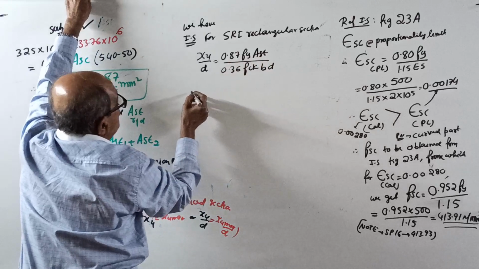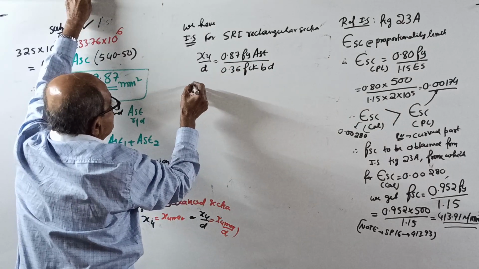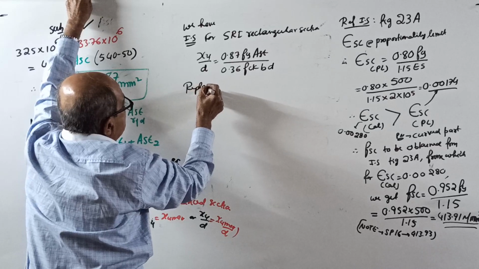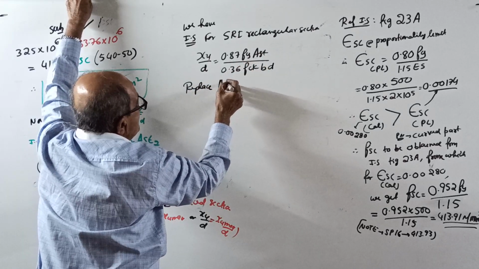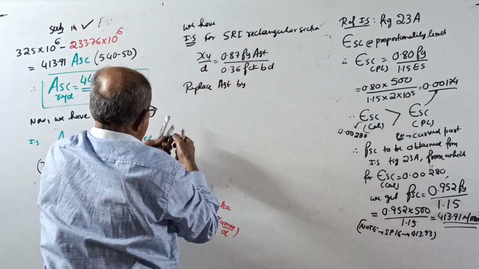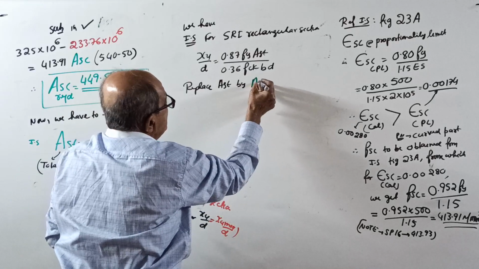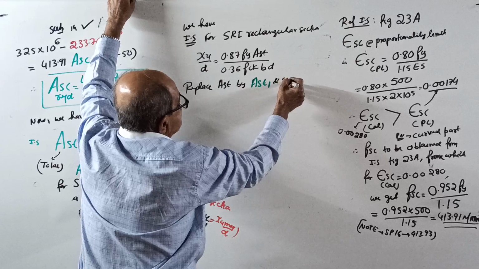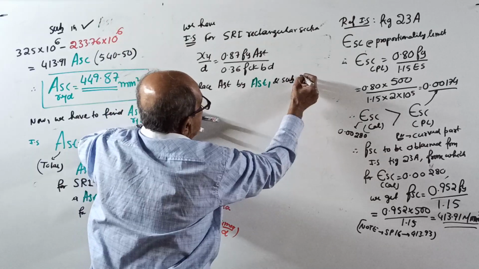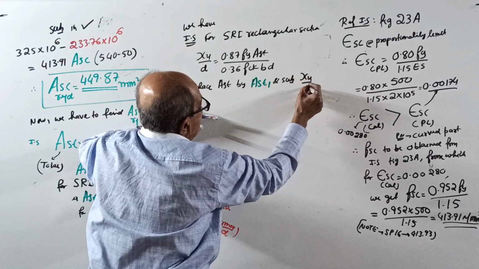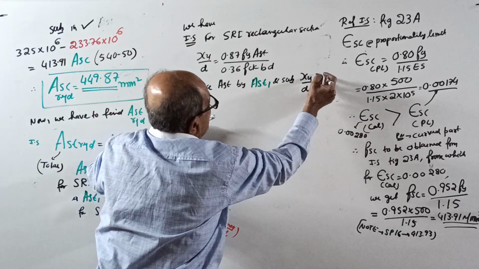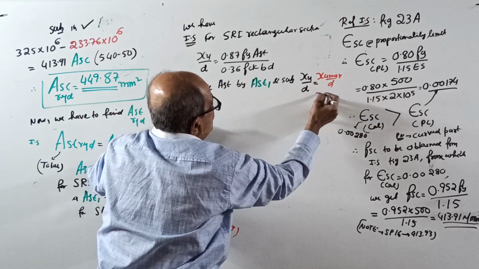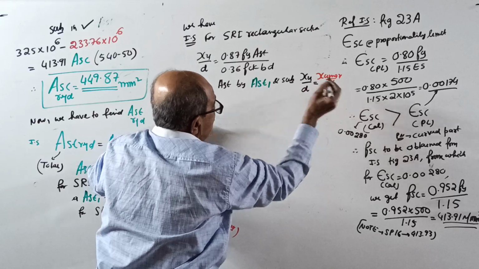D. What you do now is replace that AST by AST1 and substitute XU by D equal to XU max by D. XU max by D equals, you know the answer, 0.46 for this question.